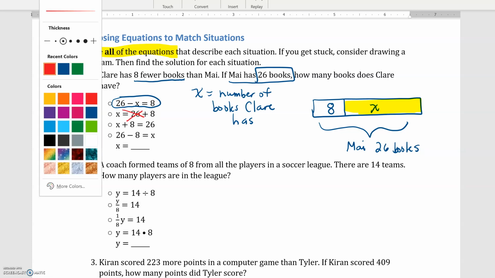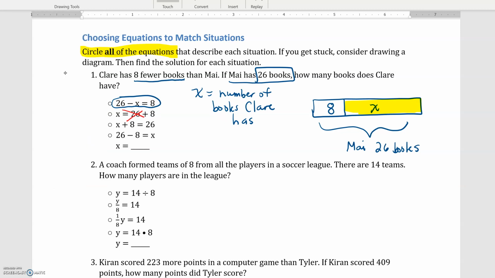Can I do x plus 8 equals 26? That makes sense because the tape diagram shows those two being added to make 26. Could I take 26 and take away the 8 and find x? That also makes sense, so that one also rings true. Using my diagram, I can ask myself, what number plus 8 would give me 26? Using some mental math, I can see that x would equal 18 books, because 8 plus 18 equals 26.